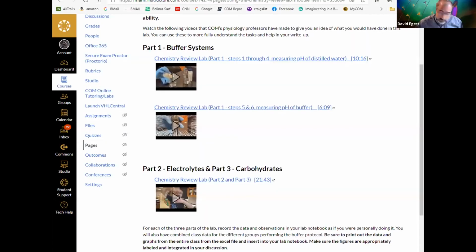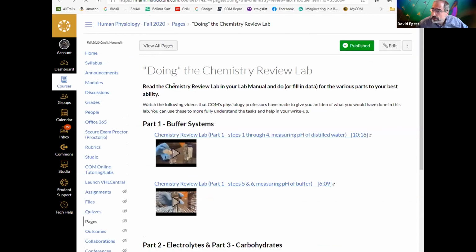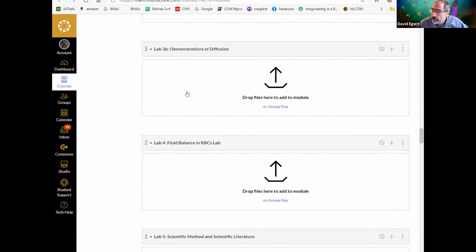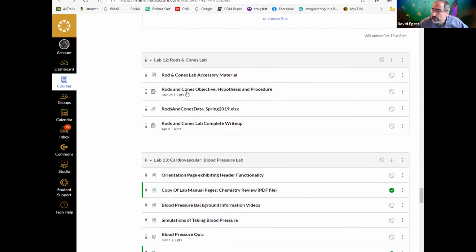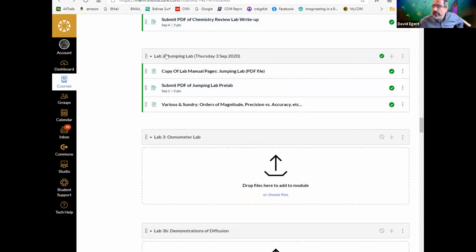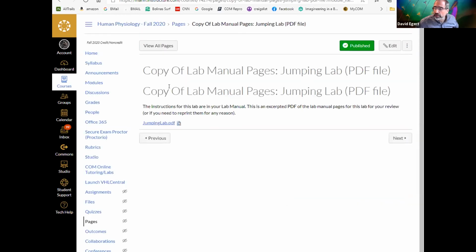So I'm going to go share our Canvas screen again. I've been adding some stuff in here. Here we are. Jumping lab, lab number 2. One thing is there is a copy of the lab manual in here.